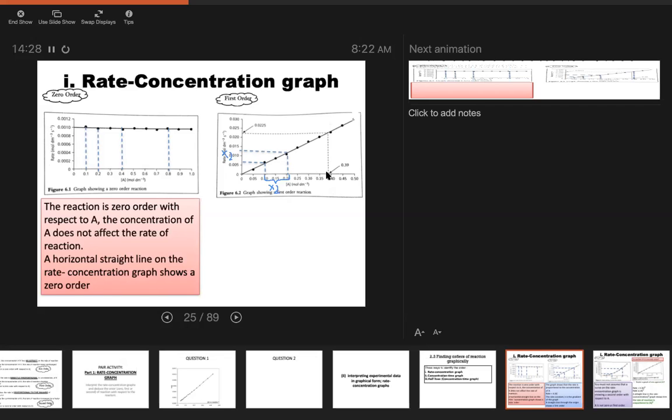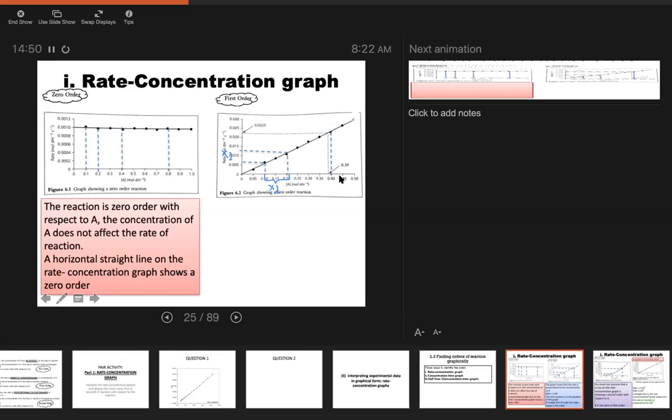Okay, let's try another one. If I try to double 0.2 again to 0.4, let's see. Okay, so that's my 0.4. As I said, just ignore the dotted line, that has nothing to do with my explanation now.